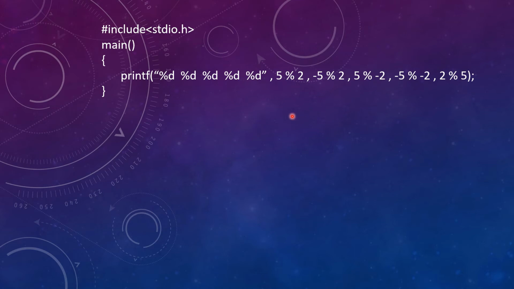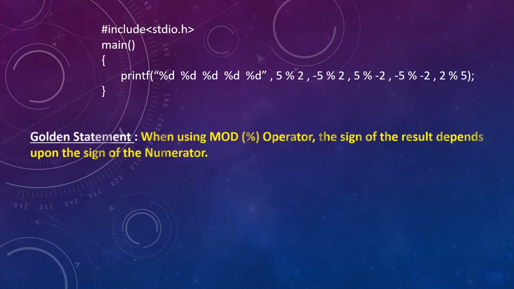So let me give you a very important golden statement, because this is like a trick, okay? If you know the trick, you can solve this easily. So let me give you that trick. The golden statement here is, when you are using the modulus operator, the sign of your result, the sign of your answer, depends upon the sign of the numerator. So this is the trick, okay? Whatever sign is there in your numerator, that will be the sign in your result also, okay?